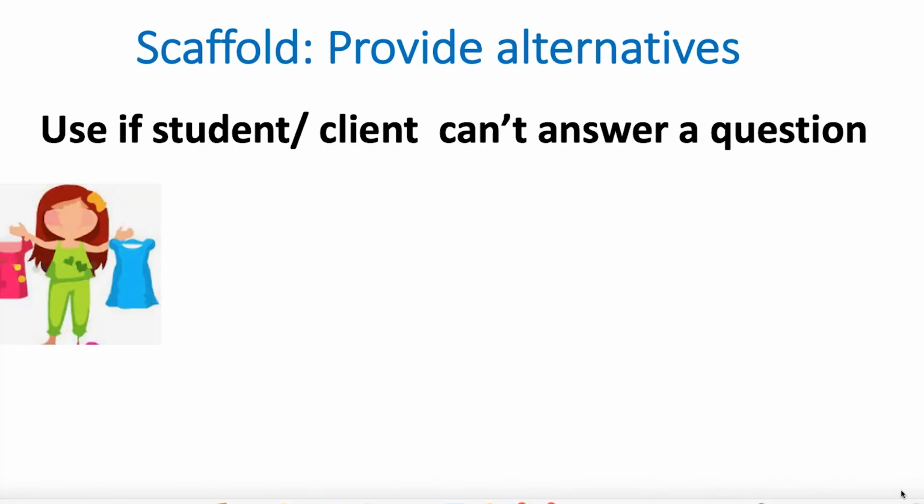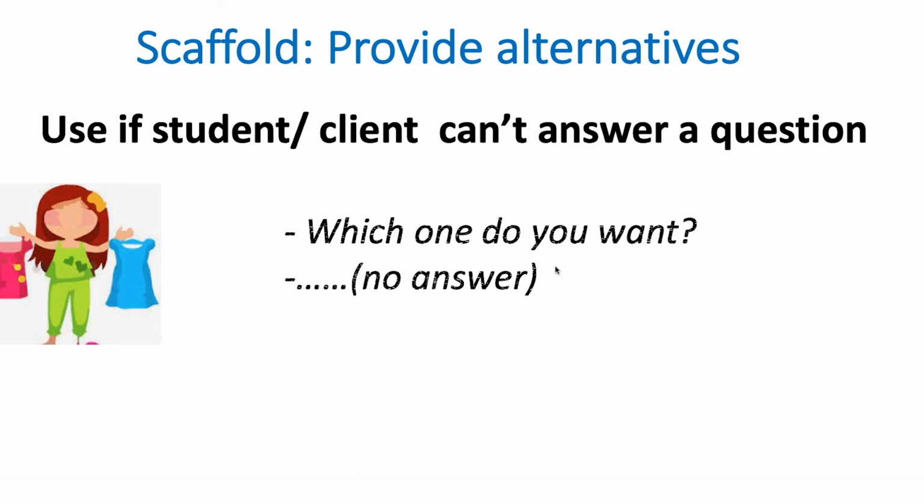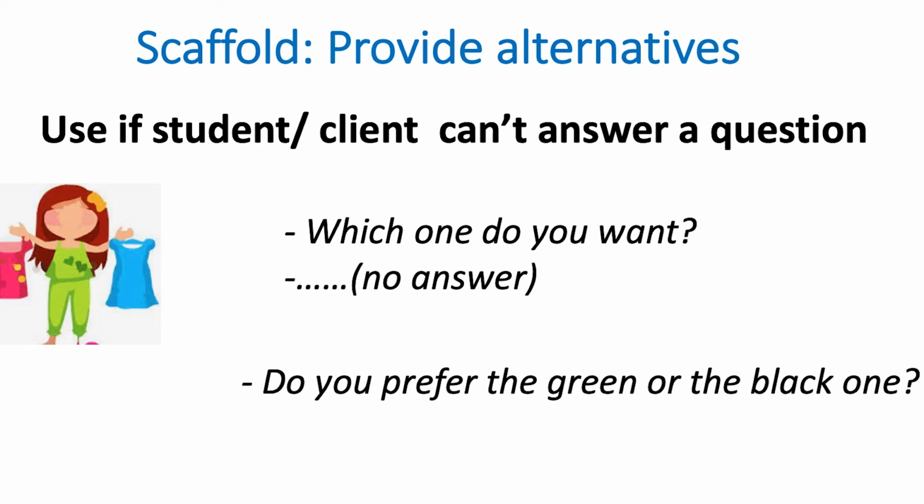The next scaffolding strategy is to provide alternatives. So if a student can't answer a question or they need to make a decision and they can't, or they're not doing it, you can give them the alternative. So let's have a look at it. So for example, you are offering your student or your client 2 things and you say, which one do you want? The client is not saying. And then, do you prefer the green or the black one? And then they might say the black one.